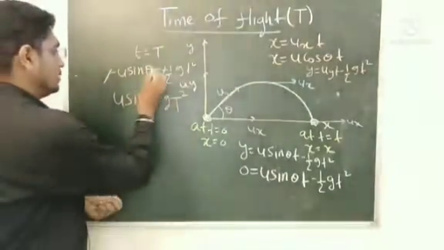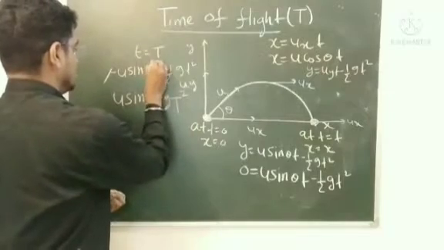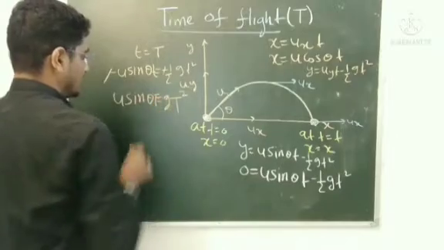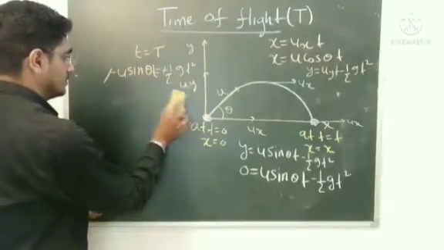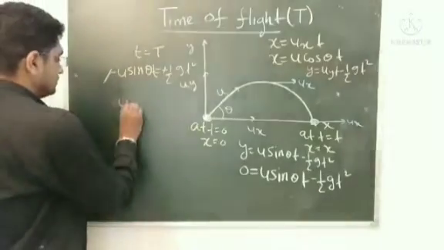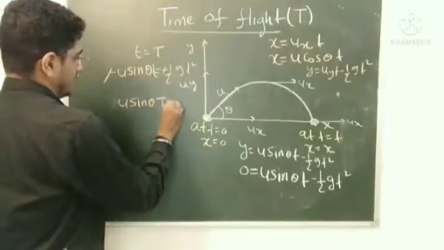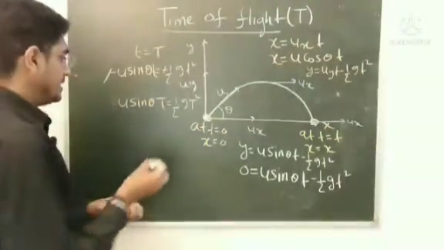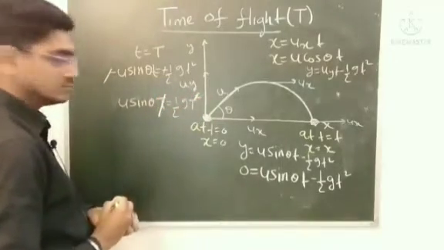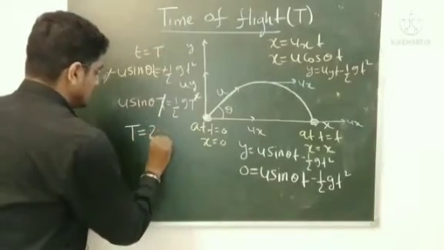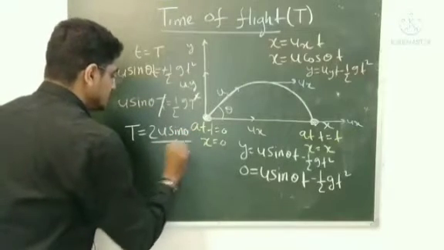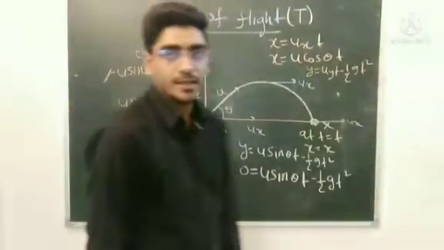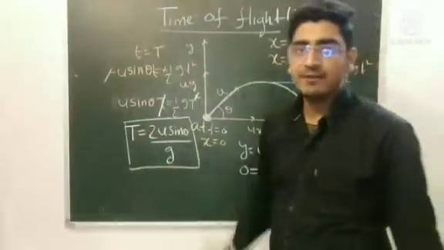All right, u sin theta into t equal to half g t square. Basically this one t and t cancel out, and we can write t equal to 2u sin theta by g. This t equals 2u sin theta by g is basically the expression for time of flight for the projectile.